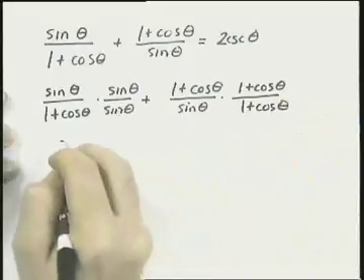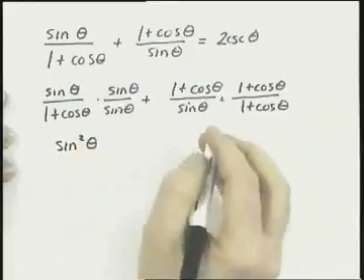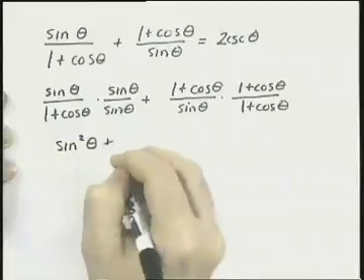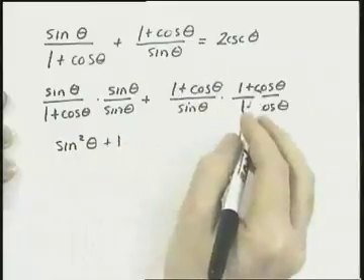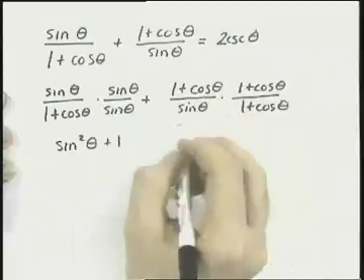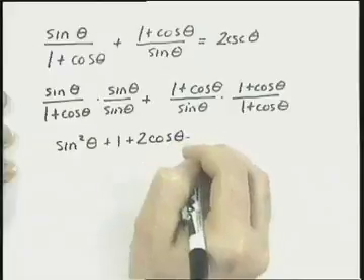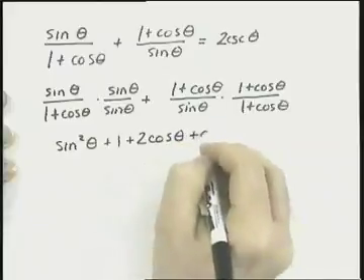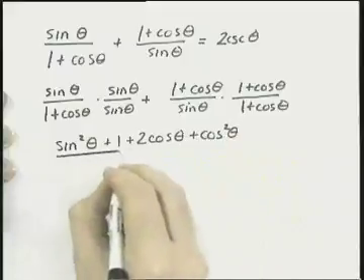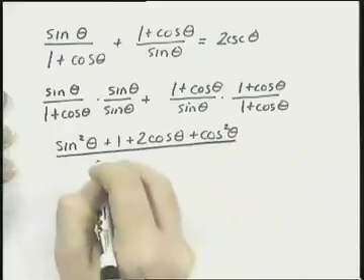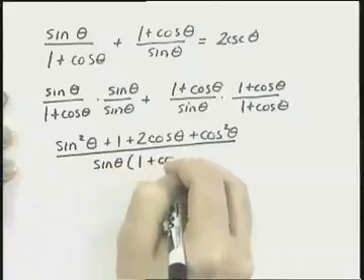On the left, we get just plain old sine squared of theta. Here, I need to say 1 times 1 is 1. Outer is cosine theta. Inner is cosine theta. So that's plus 2 cosine theta. And then the last is cosine squared of theta. And this is all going to be over my common denominator, sine theta, times 1 plus cosine theta.